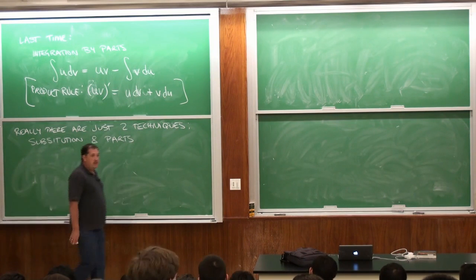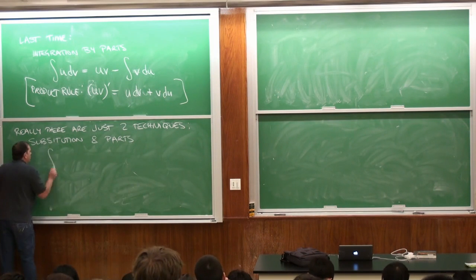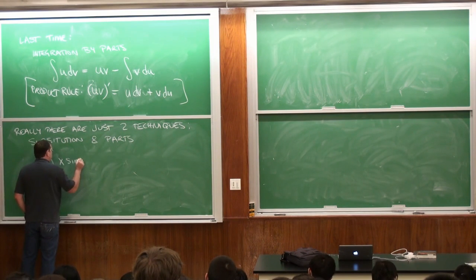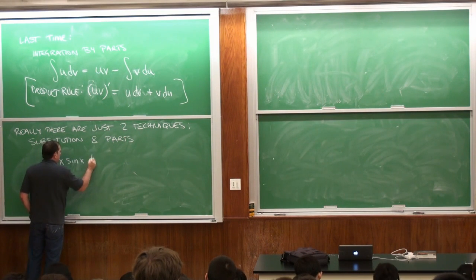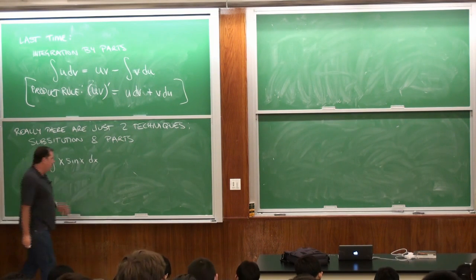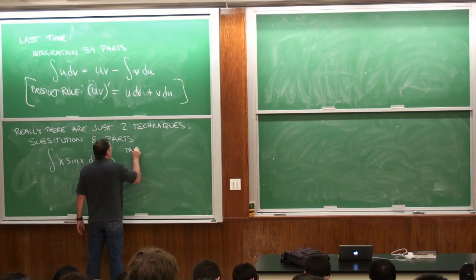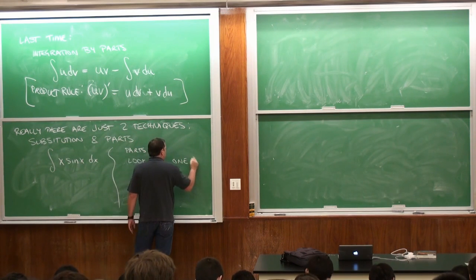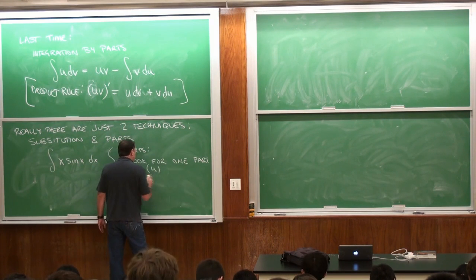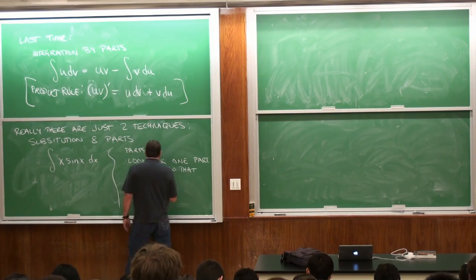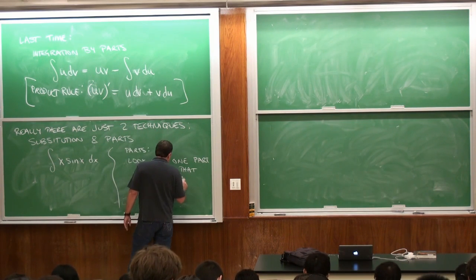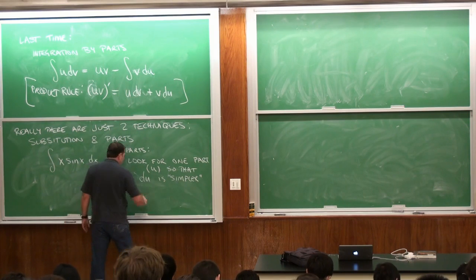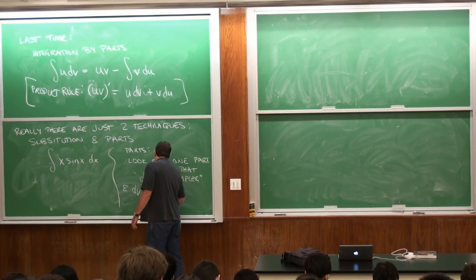Let me do a few examples of integration by parts. Say the integral, let's do something easy first. X times the sine of x dx. So the trick in parts is we want to look for one part, which is u, so that du is simpler, whatever that means, and another part, so that's the derivative part, is an integral you can do.